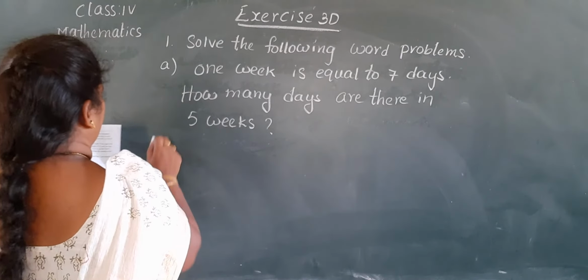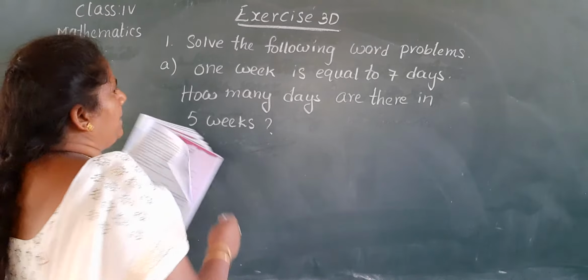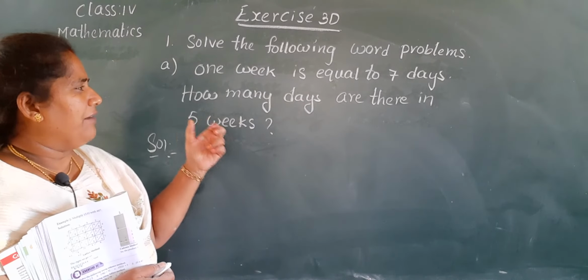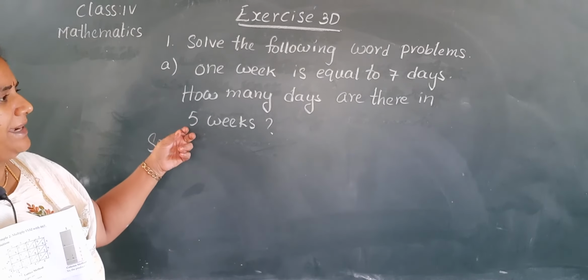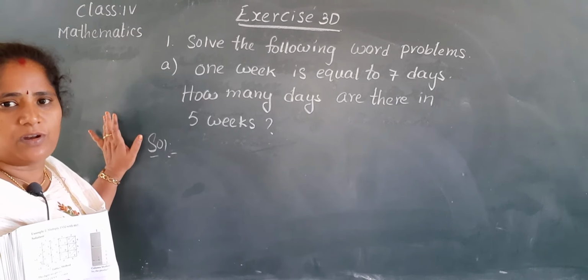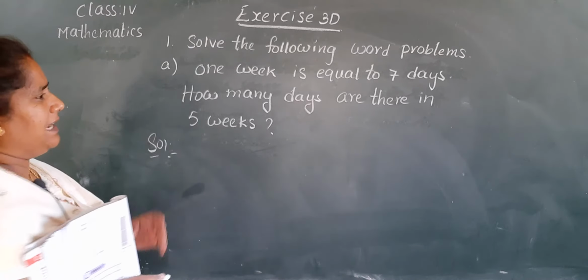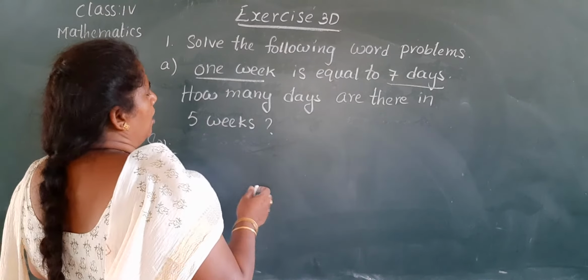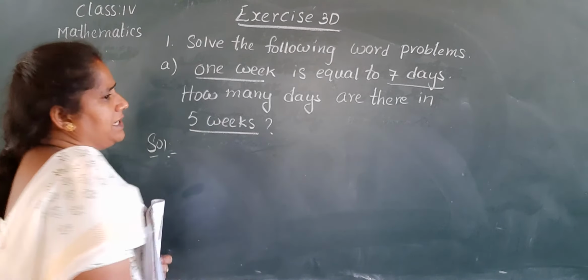This is the question. So here which operation do we use, Nana? See, one item is given and we have to find out more items. So in these cases we do multiplication. Already I explained to you. Come on, tell me Nana, 1 week, how many days? 7 days. Now how many days are there in 5 weeks?